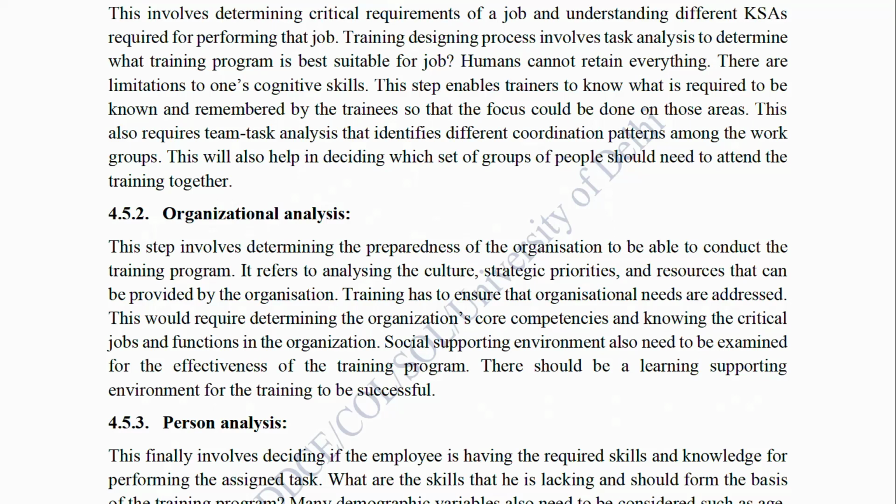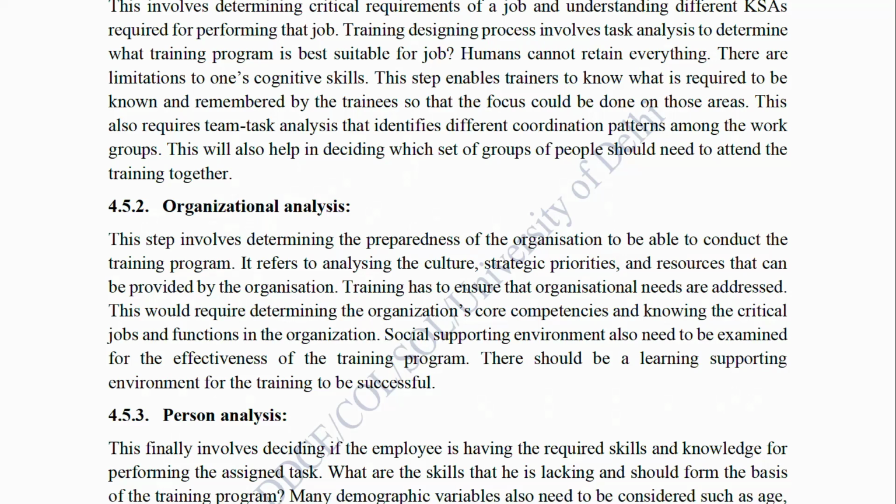Humans cannot retain everything. There are limitations to one's cognitive skills. This step enables trainers to know what is required to be known and remembered by the trainees so that the focus could be done on those areas. This also requires team task analysis that identifies different coordination patterns among the work groups. This will also help in deciding which group of people should attend the training together.